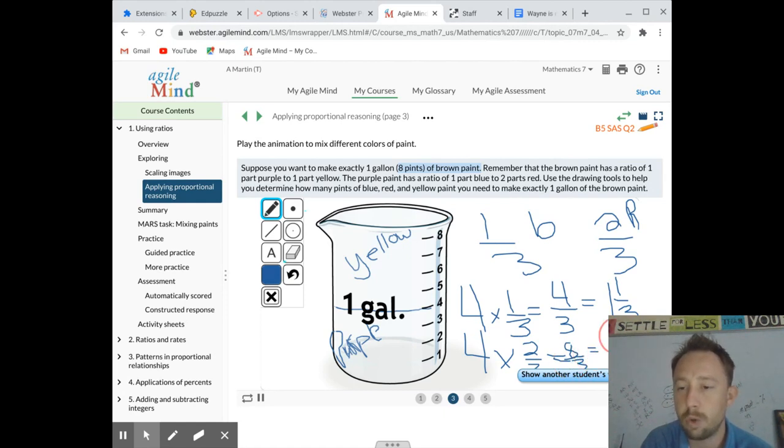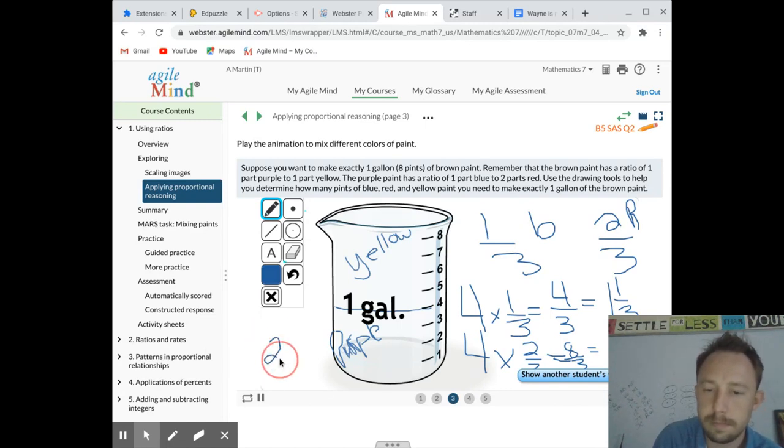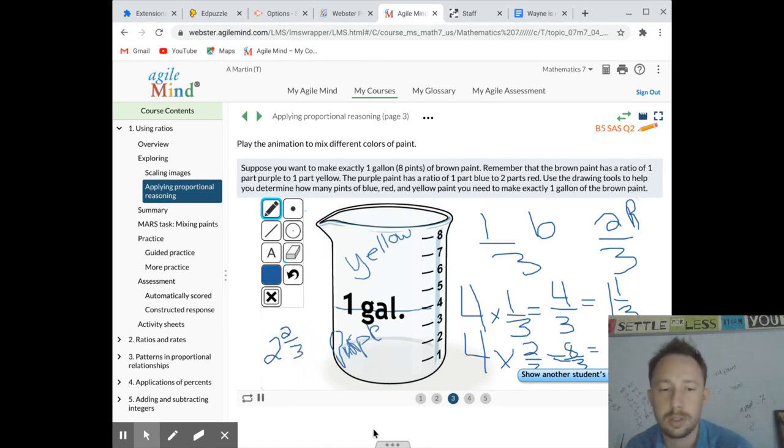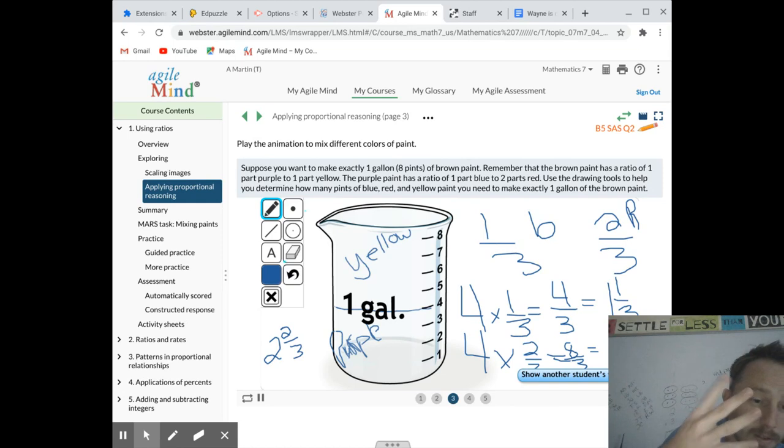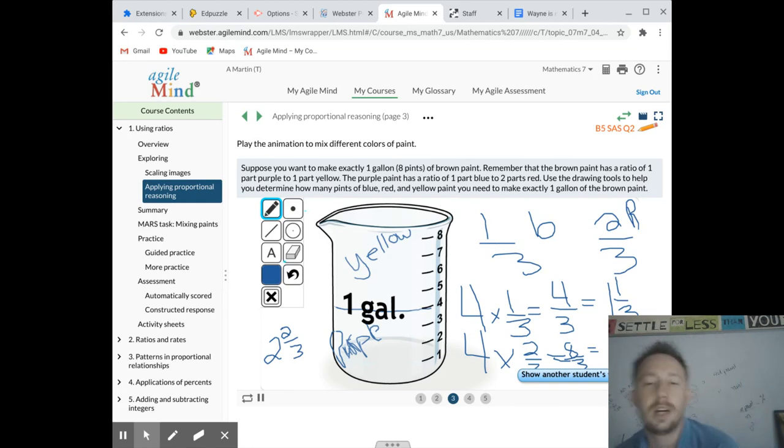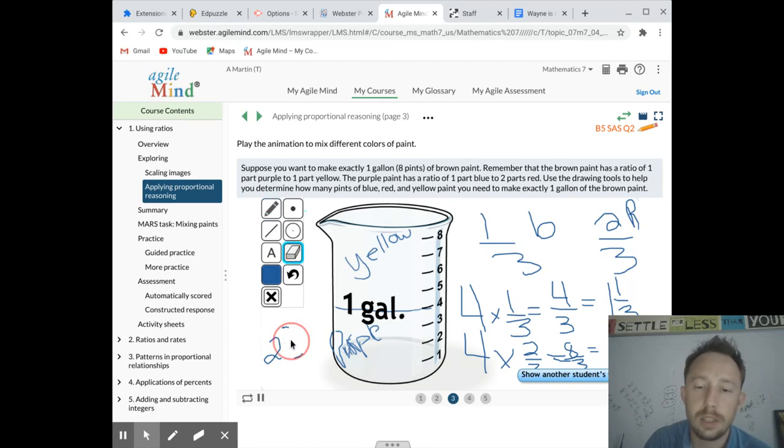Does that make 4 parts if we were to add those together? I'm running out of space, but that's 2 and 2/3. Does 2 and 2/3 plus 1 and 1/3 make 4 wholes, right? 1/3 plus 2/3 is 1 whole, and 2 plus 1 is 3. So 3 plus 1 is 4. Thanks for participating. All right, so I'm going to erase this off of here.